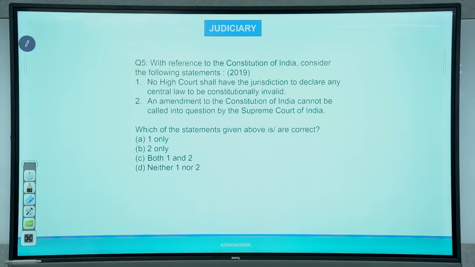If no high court could declare a central law unconstitutional, that means a central law... What is a law to be constitutionally invalid? It is violating fundamental rights, and fundamental rights could be challenged in the Supreme Court and the High Court.